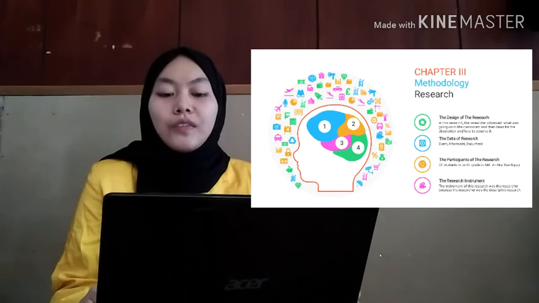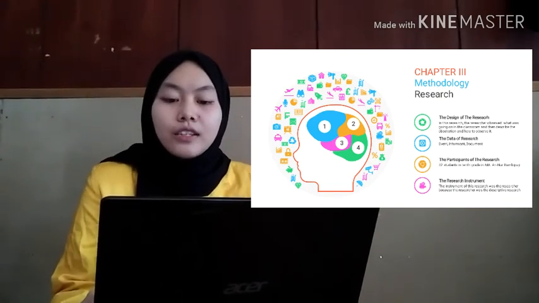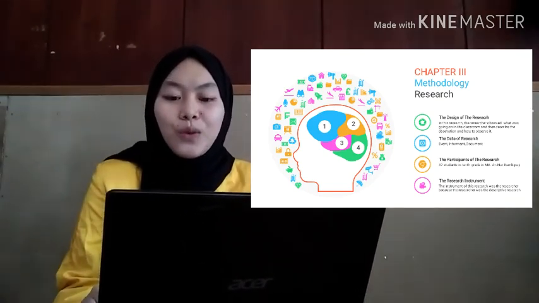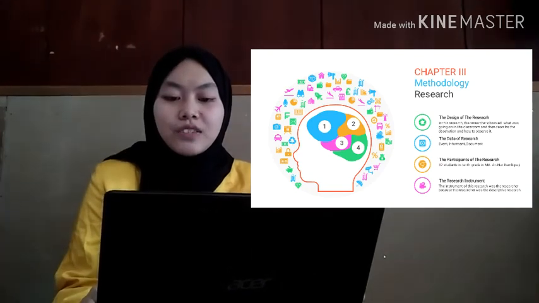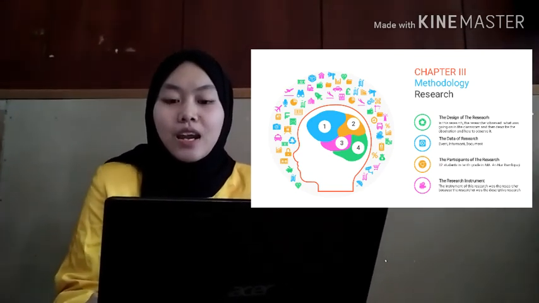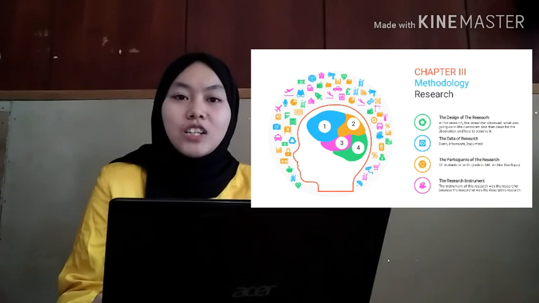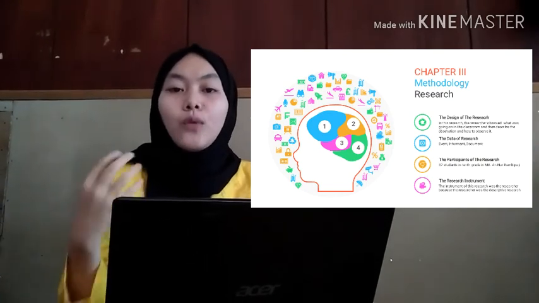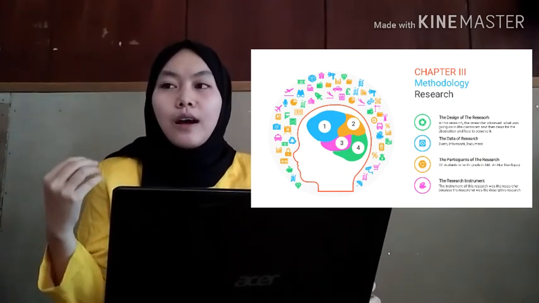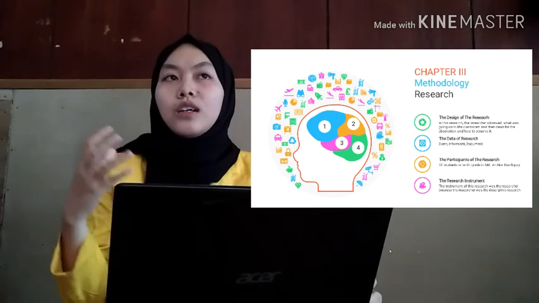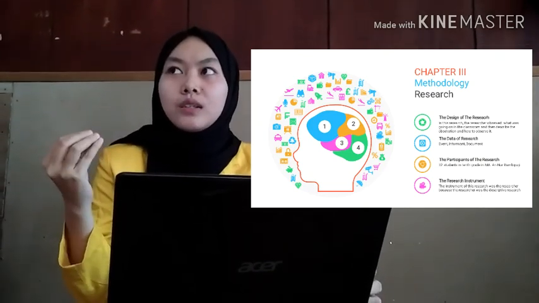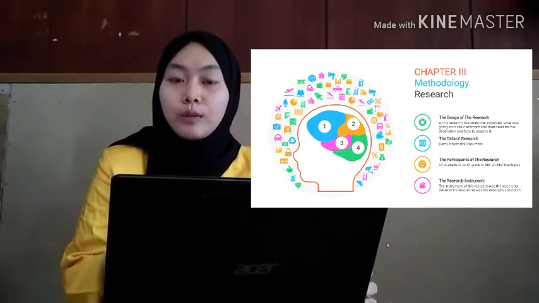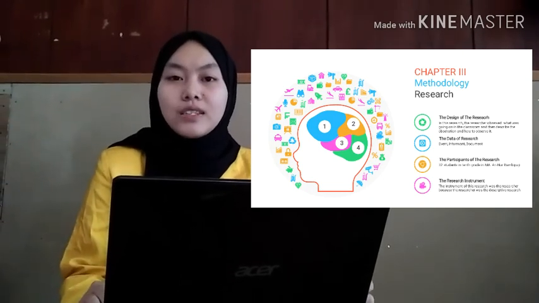And the last is the research instrument. The instrument of this research was the researcher, because it was descriptive research, and the researcher is the one who finds out how the result was before and after the picture series.